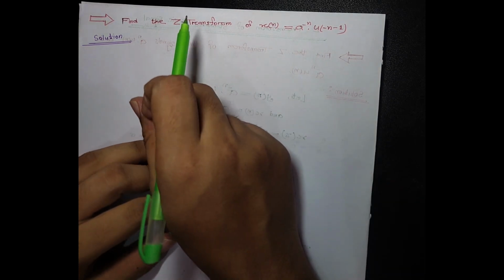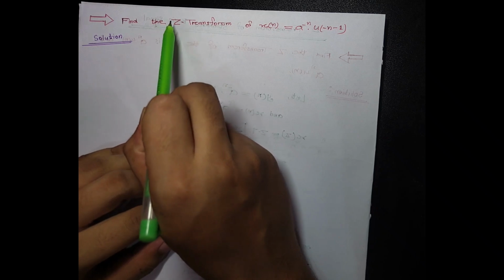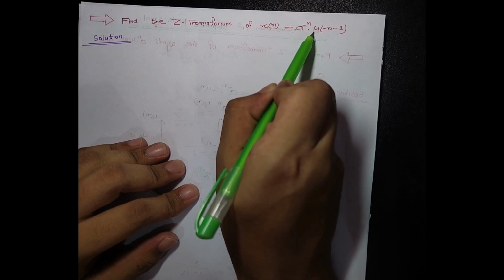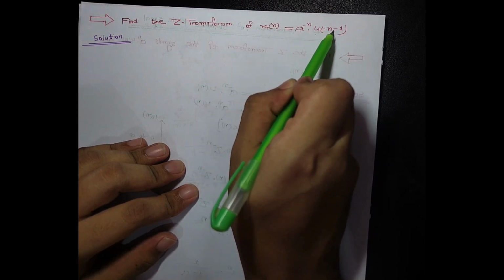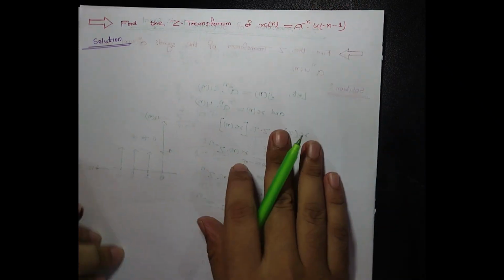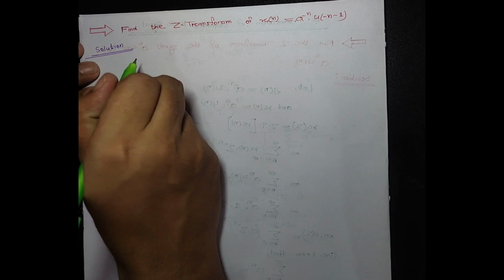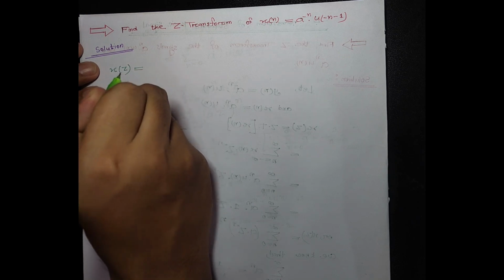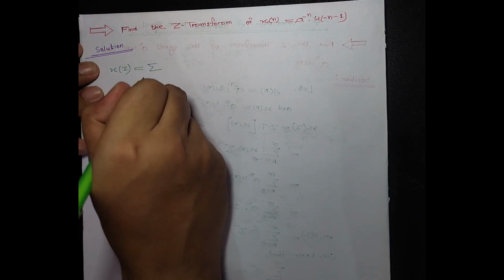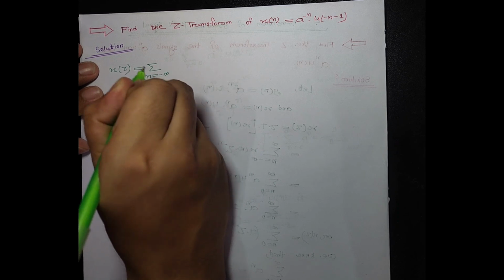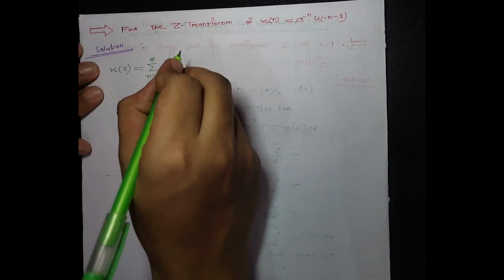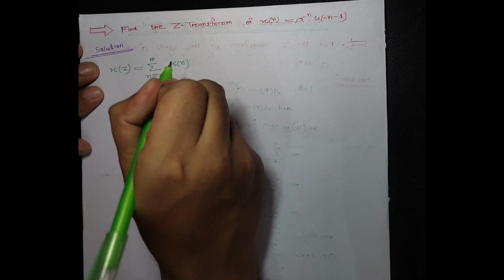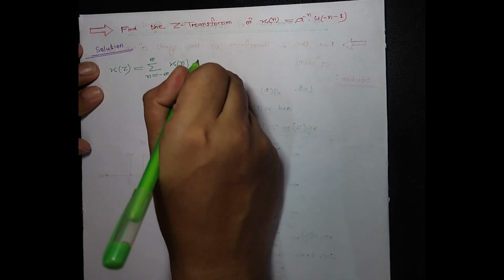Now the another problem, find the z transform of x[n] equal to a to the power minus n into u[minus n minus 1]. Now the solution is z transform of x[n] is equal to X(z) equal to summation of n equal to minus infinity to plus infinity x[n] into z to the power minus n.